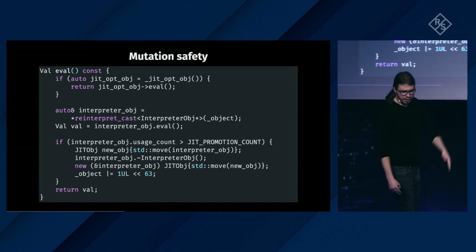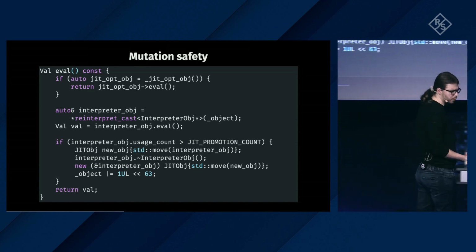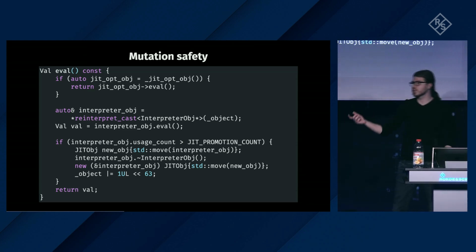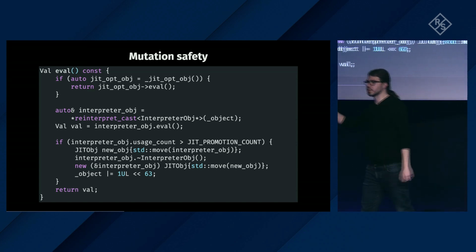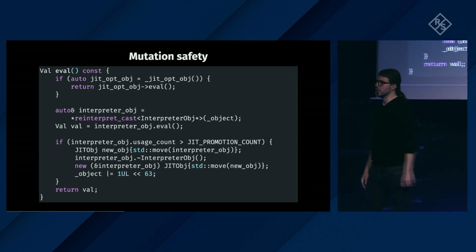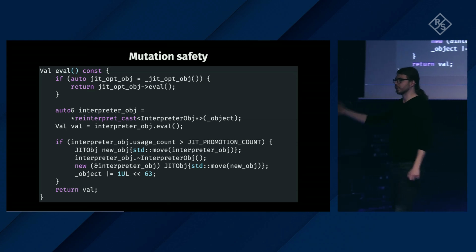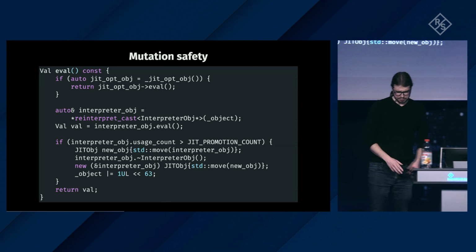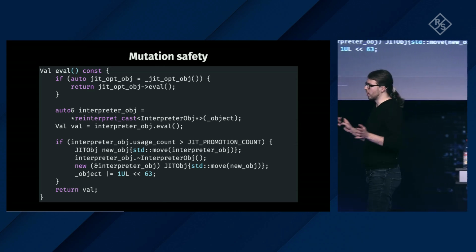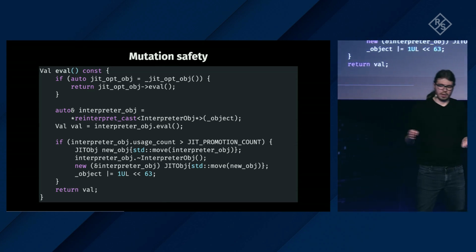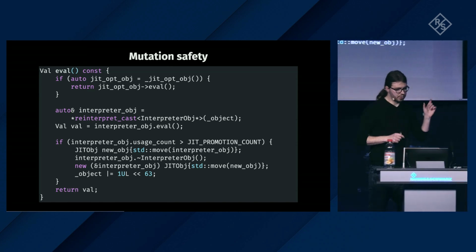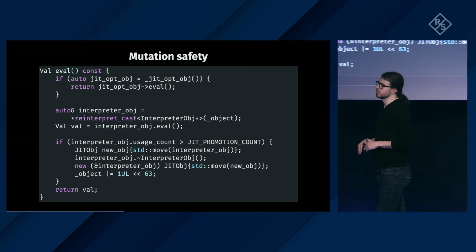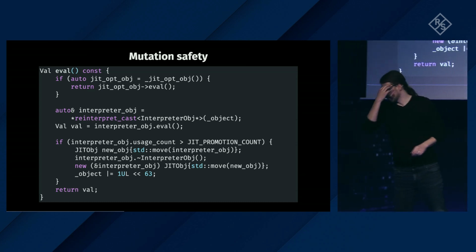And here what we're doing is we are calling this JIT opt object function, and it gives us back a pointer, either a null pointer if it's not that object, or if it was tagged to be a JIT object, then we get back a pointer that's cast into this thing. We call evaluate on that eval, and we're done. Otherwise, if it's not that JIT object, then we interpret this pointer as a pointer to an interpreter object, call eval on it. And now comes the interesting part.